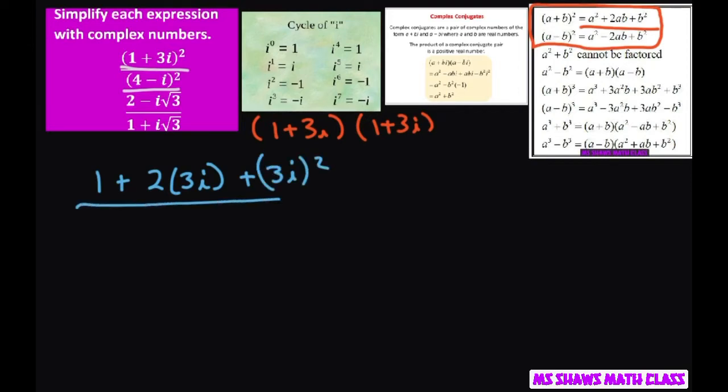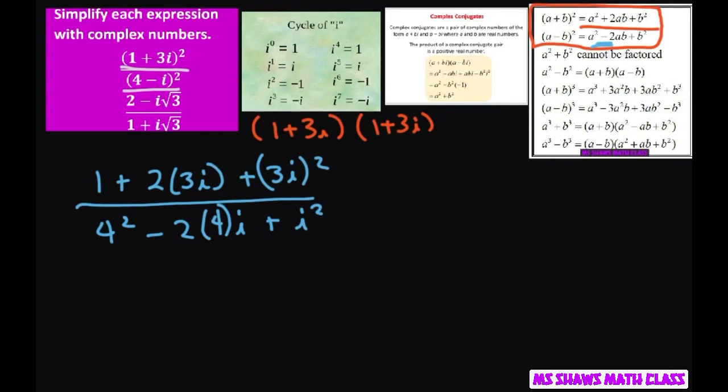And the denominator, it's going to be the same thing, but we have the minus here. So it's going to be 4 squared minus 2ab. So a is 4 and b is i, plus your b squared, which is i squared.